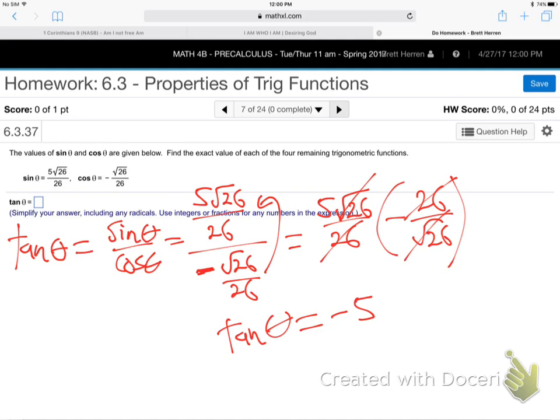Good on that one? So that's tangent. They want the other ones as well. Maybe we better do a couple other ones. They want cosecant, so let's do that. Here, let's do cotangent first. That'll be an easy one. What's the cotangent? It's just going to be the flip of the tangent, right? Negative 1/5. That one's nice. Now let's do cosecant. See if you can get cosecant.